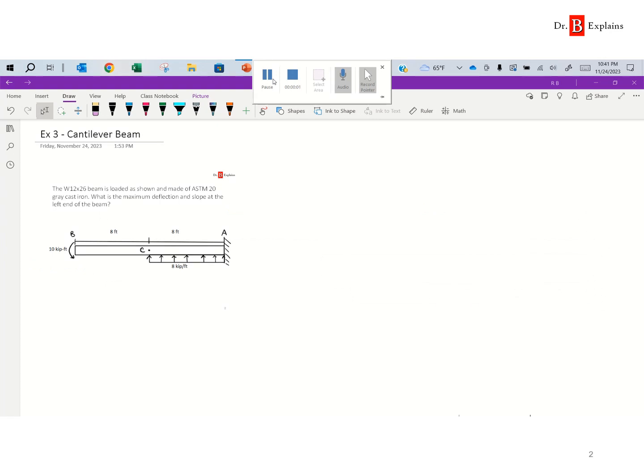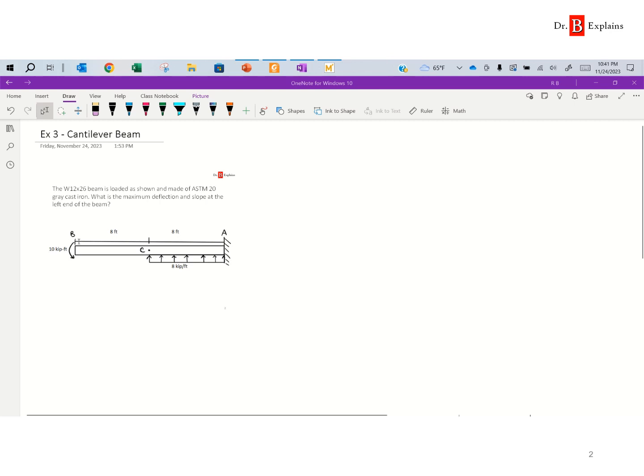All right, so here we are in OneNote. I've copied the problem, and since we're working with the method of superposition, the first thing we want to identify is what types of loading are applied to the beam. What we can see is that we have a moment at the end, and we have a distributed load that spans about, exactly halfway.